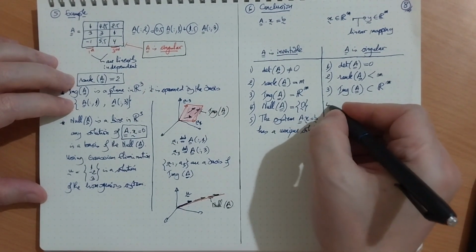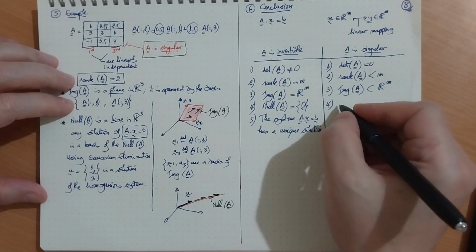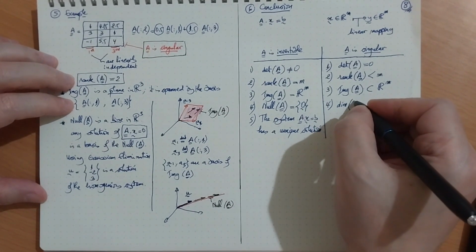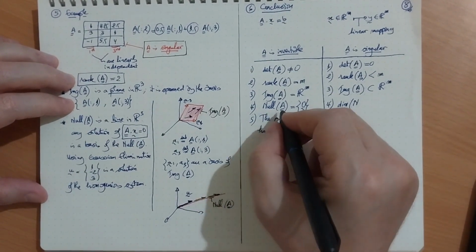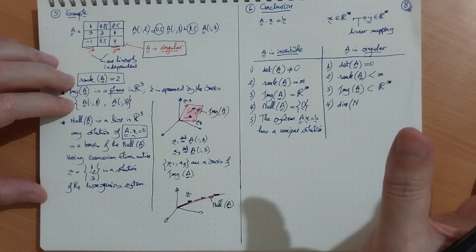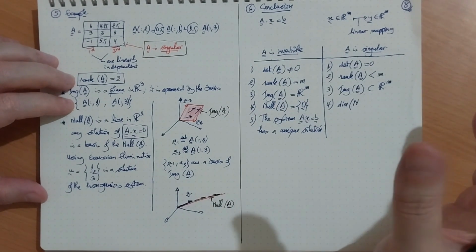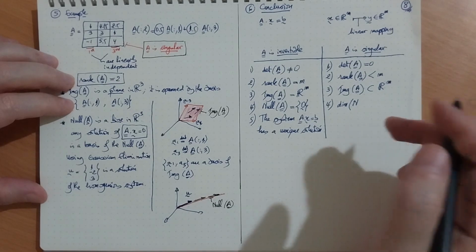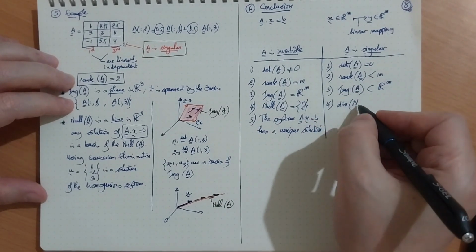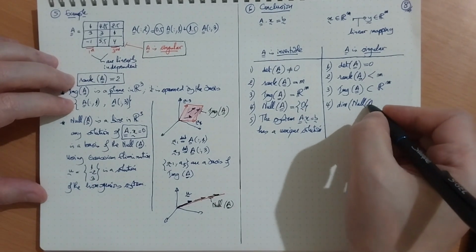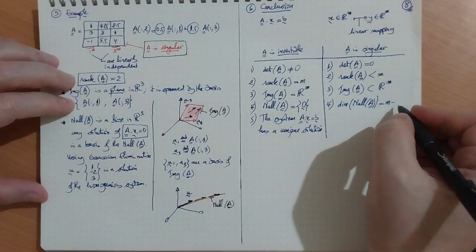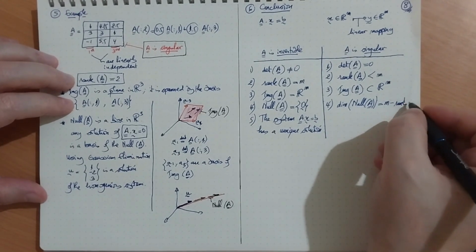And the fourth property, also equivalent, is that the null space of A contains an infinity of elements. There is an infinity of solutions of the homogeneous system. It is a space, and its dimension is given by the rank theorem. It is equal to M minus the rank of A.